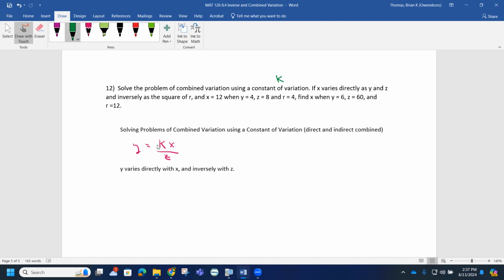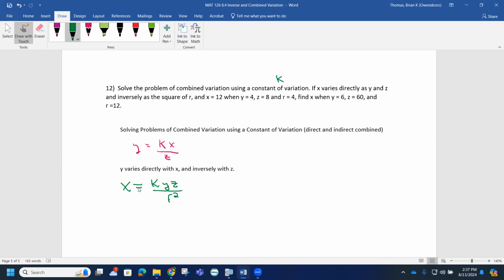So notice here though, they say x varies directly. So x is going to vary directly with y and z. So that's going to be k times yz on the top. And inversely with the square of r. So inversely means put that on the bottom. So we have this r squared on the bottom like that.